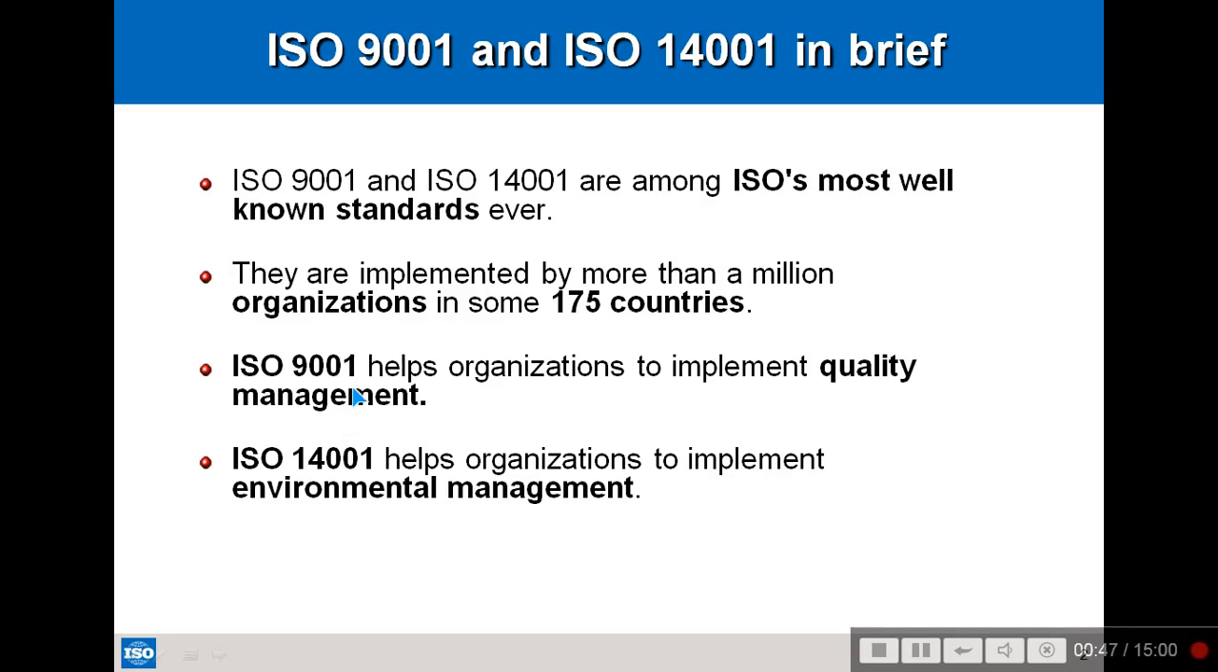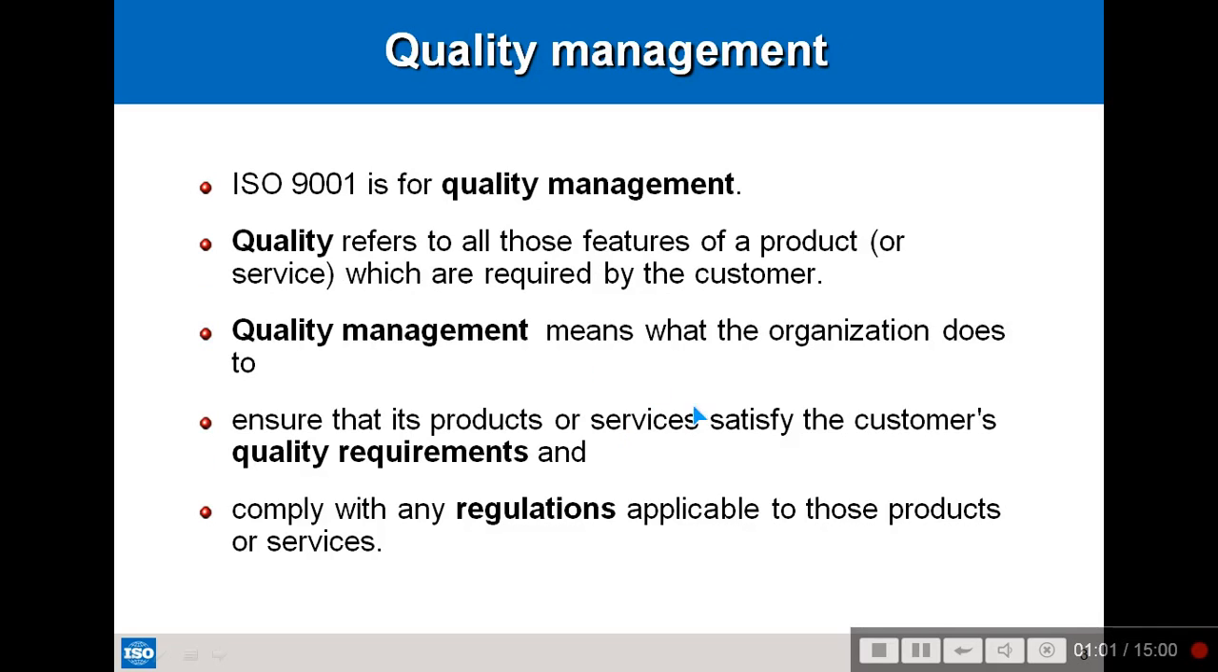ISO 9001 helps organizations implement quality management. ISO 9001 is for quality management and ISO 14001 is for environmental management. Quality refers to all those features of a product or a service which are required by the customer.